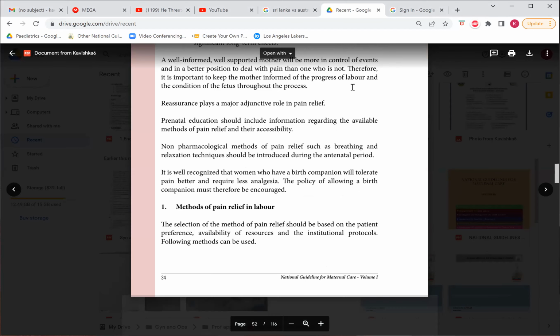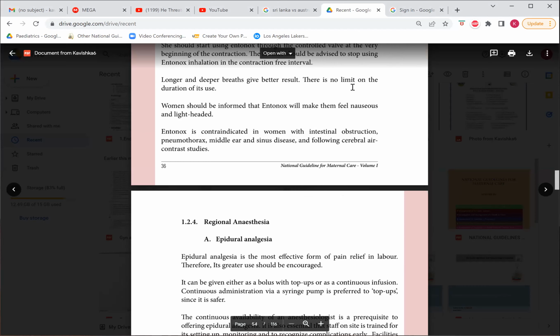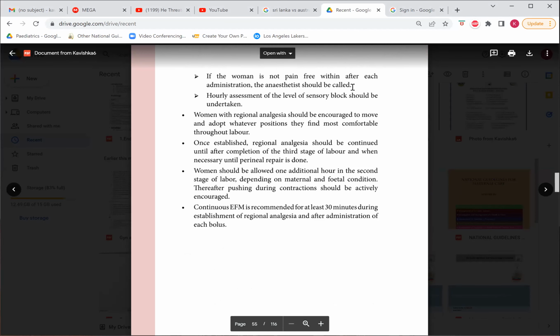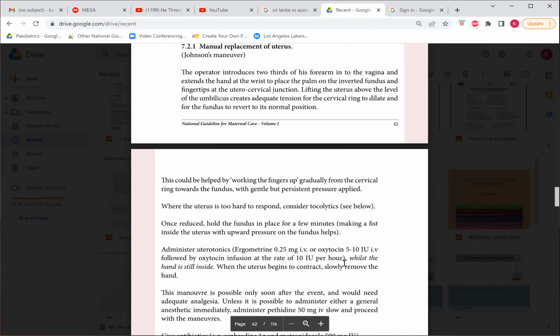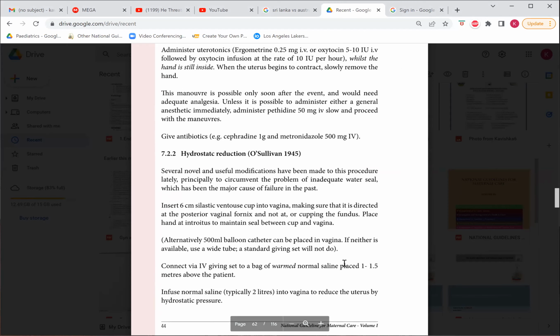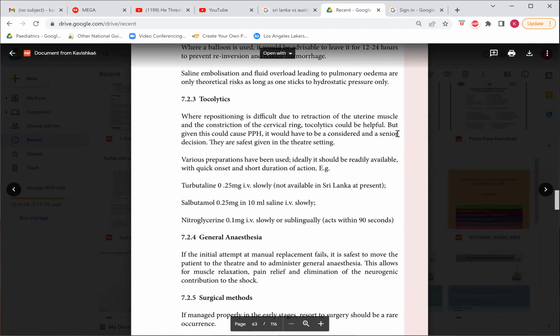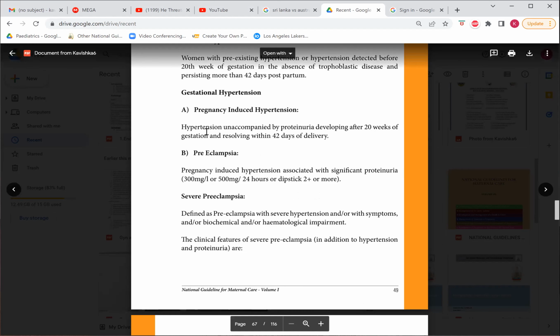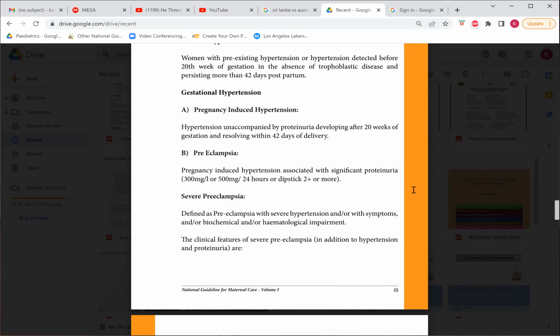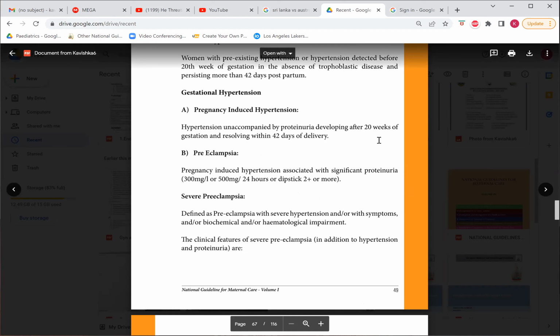Can you tell me the definition of severe preeclampsia? Severe preeclampsia is when you have a blood pressure above 160 by 110 along with symptoms of impending eclampsia, and also biochemical changes. For PIH, it is hypertension without proteinuria after 20 weeks, which resolves within 42 days.